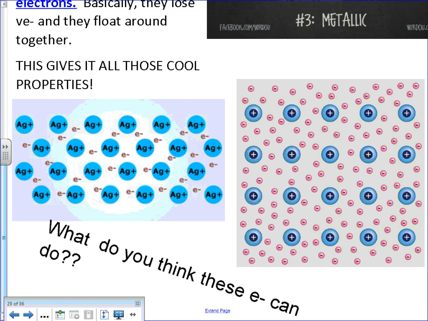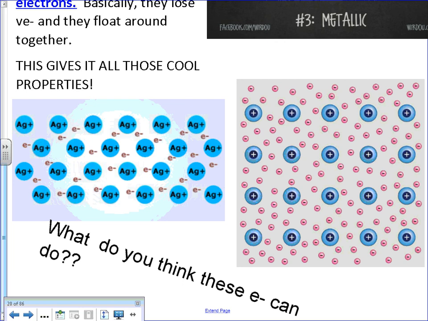So if you want a quick picture of a metallic bonding situation, give yourself a quick sketch. It's just a cation core with some electrons around it. No anions inside it. There's literally no nonmetals. And so, if you think about it, what are these little electrons going to be able to do really freely? Move, okay.